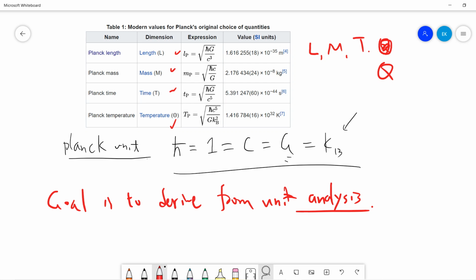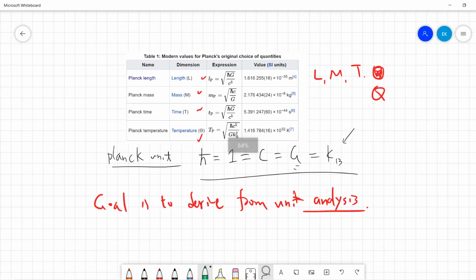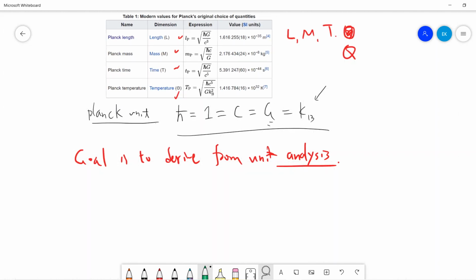If you study for the subject GRE, you will see some people ask about this type of question. The first thing is that we need to write down these four constants as natural units. Maybe we start from c. What is the unit of c? The speed of light is length divided by time.